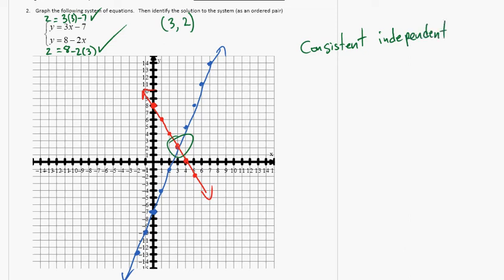Anytime you have a linear system of two equations, and it is consistent and independent, that means you will have two lines and they will intersect in one place. And that's what it looks like to be a consistent and independent system of two linear equations.